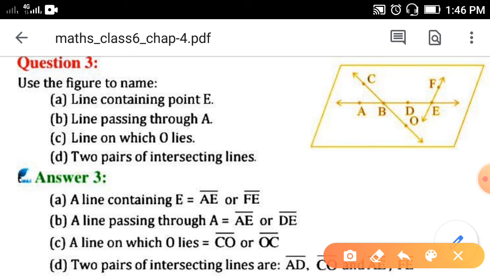Line on which point O lies. Here is the point O and it passes through this line. So it is CO or OC. Both ways you can write.